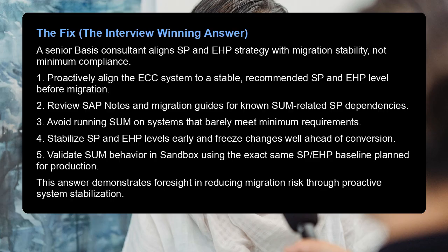3. Avoid running SUM on systems that barely meet minimum requirements. 4. Stabilize SP and EHP levels early and freeze changes well ahead of conversion. 5. Validate SUM behavior in sandbox using the exact same SP or EHP baseline planned for production. This answer demonstrates foresight in reducing migration risk through proactive system stabilization.